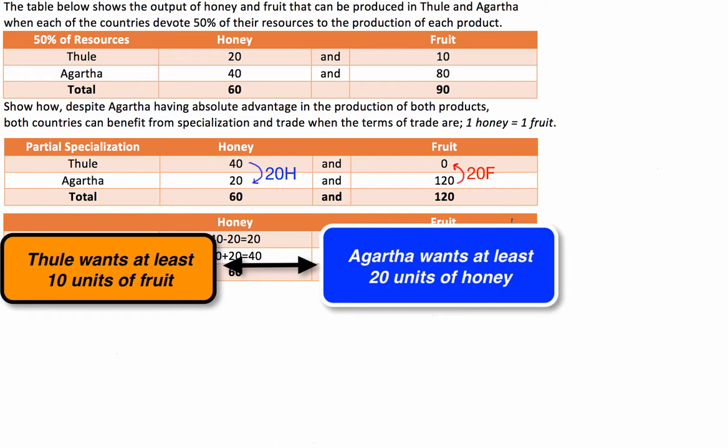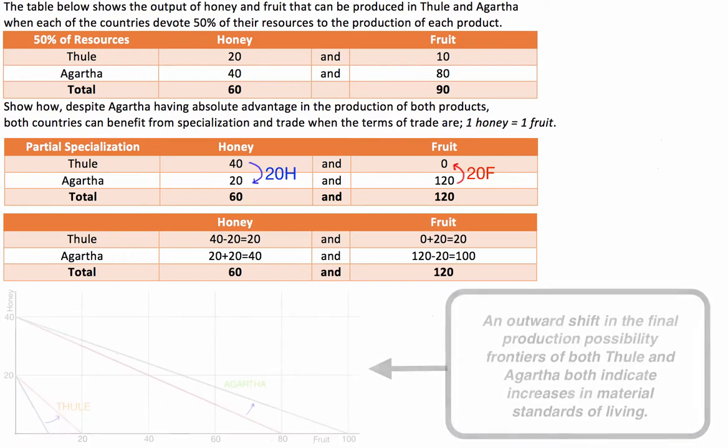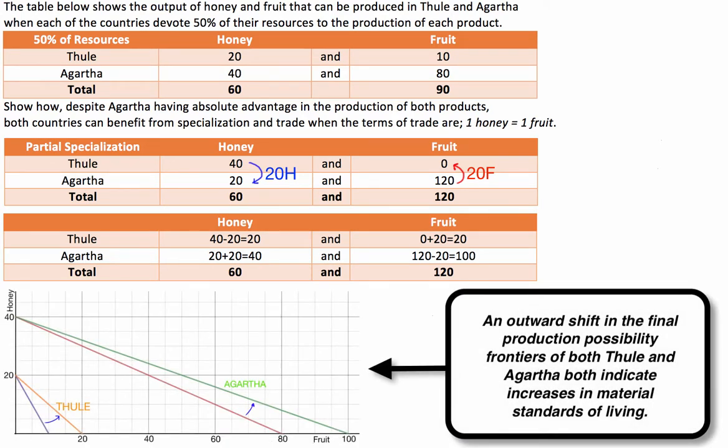So although both countries remain at their pre-specialisation consumption levels of honey, both Thul and Agartha have experienced material gains in their population's ability to consume fruit, Thul going from 10 to 20 and Agartha going from 80 to 100. So finally, because both countries' production possibilities in honey and fruit have either been maintained or increased, they're both going to benefit from either the specialisation or partial specialisation in the production of a product in which they have comparative advantage and then trading any excess product that they have with the other country.